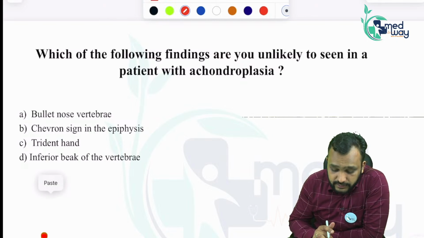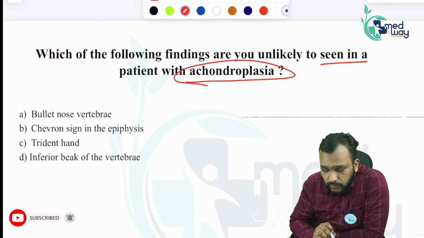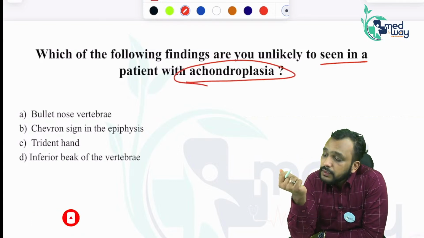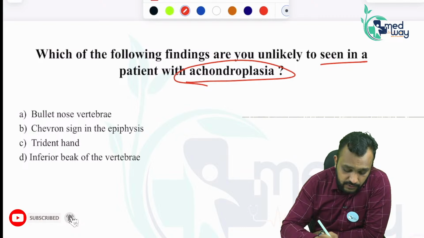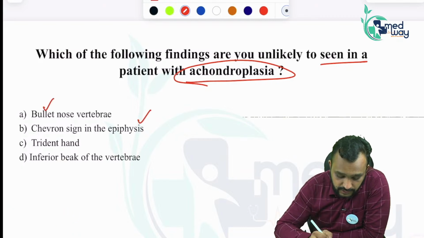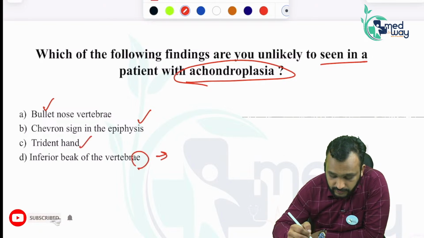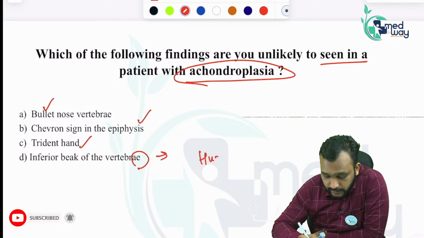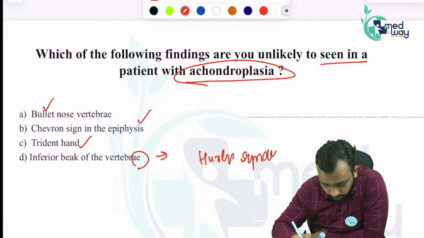Which of the following findings are you unlikely to see in a patient with achondroplasia? So guys, in achondroplasia, you are going to see bullet nose vertebra, you are going to see chevron sign in the epiphysis, trident hand, inferior beaking of the vertebra. This is not seen in achondroplasia. Right?